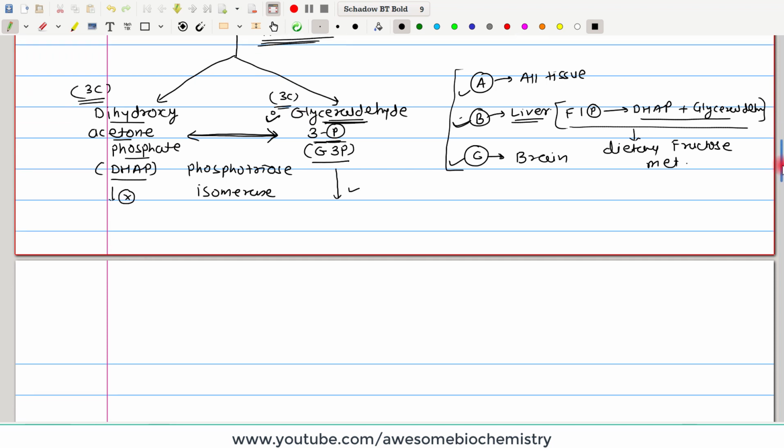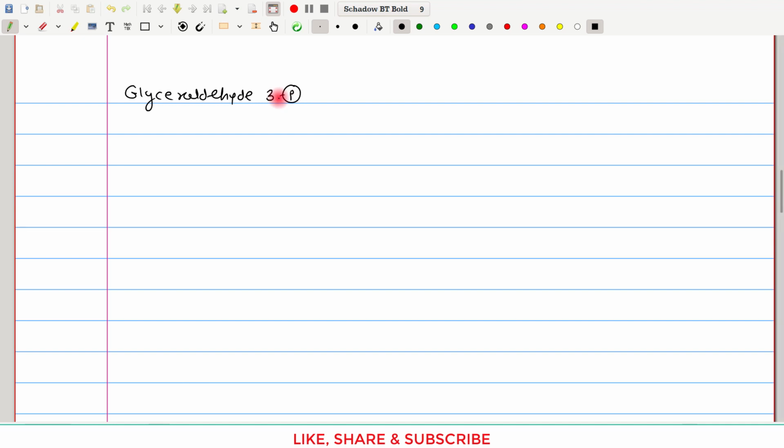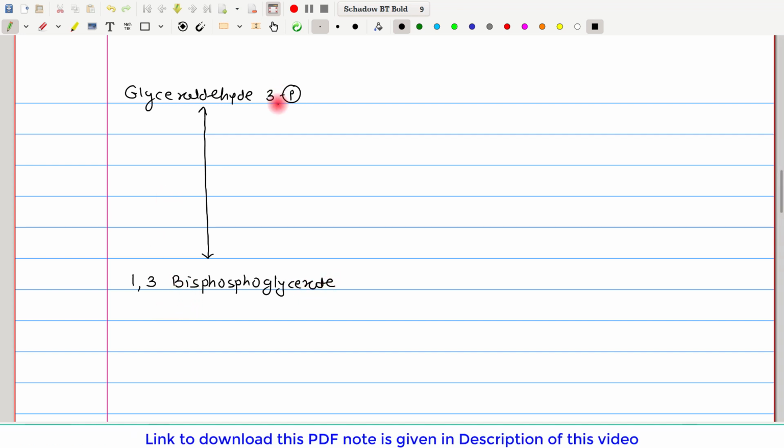Now, let us see what is the further story of this glyceraldehyde 3-phosphate. This glyceraldehyde 3-phosphate is reversibly converted into 1,3-bisphosphoglycerate. So, here 2 important changes are occurring. Here only 1 phosphate was there, whereas here 2 phosphate groups are there. And the second important thing is that glyceraldehyde is converted to glycerate.